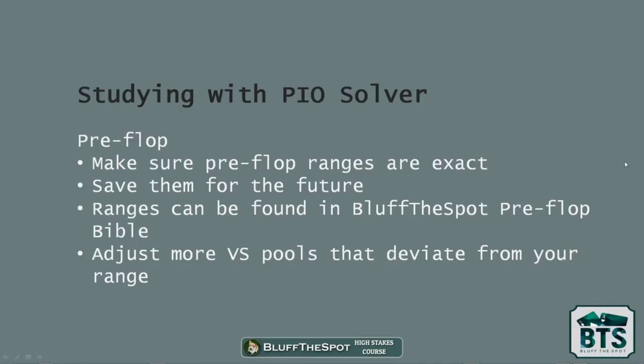We use our own Bluff the Spot ranges because we think they are a little bit better than the solver's ranges, because the solver is set up with a couple of assumptions which we don't think are perfect, and also because humans don't play the same as solvers. So even if those ranges were absolutely perfect, we don't play like solvers, and neither do our opponents. And you have to make sure to deviate from those ranges, especially when you play lower stakes, where people play much different preflop strategies than at higher stakes. So the lower you play, the more you have to deviate your ranges.